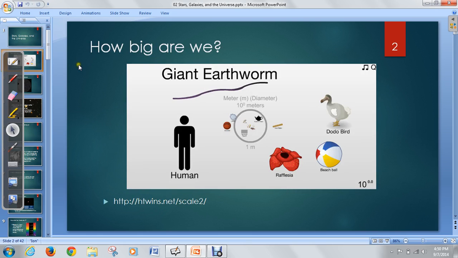So, first of all, we went over how big we are compared to other objects in the universe. And so we went to this website right here. And if you are watching this video, I would highly recommend going to it. It's a pretty cool simulation showing how big we are compared to the universe, to atoms, and really gives us a good scale of where we are.